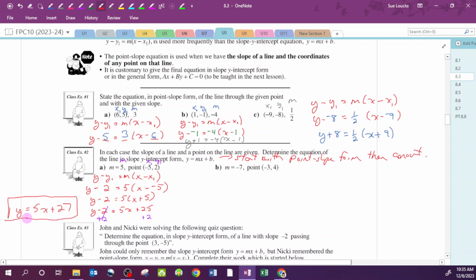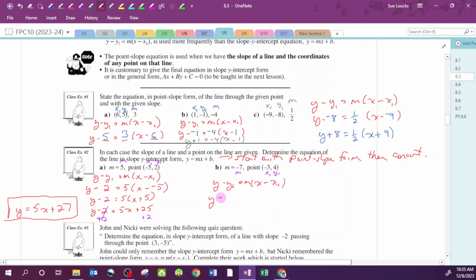Okay? Okay, you try the next one. If you haven't already been doing that, I will write it out, but I want you to try it, okay? Okay, my point here, this is x1, y1, and there's my slope. So I have y minus y1 equals m times x minus x1.